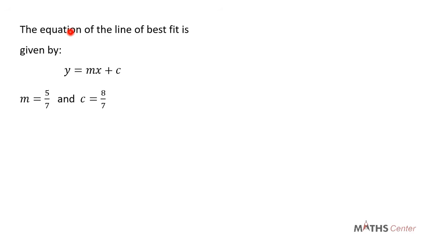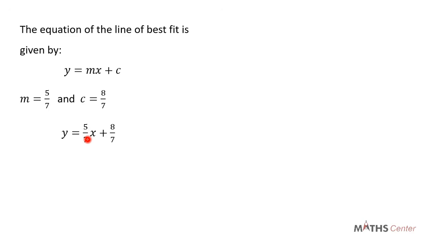We know that the equation of the line of best fit is given by y is equal to mx plus c. And we have found m to be 5 divided by 7 and c to be 8 divided by 7. So when you substitute it here, the equation becomes y is equal to 5 divided by 7 x plus 8 divided by 7. This gives us the equation of the line of best fit.